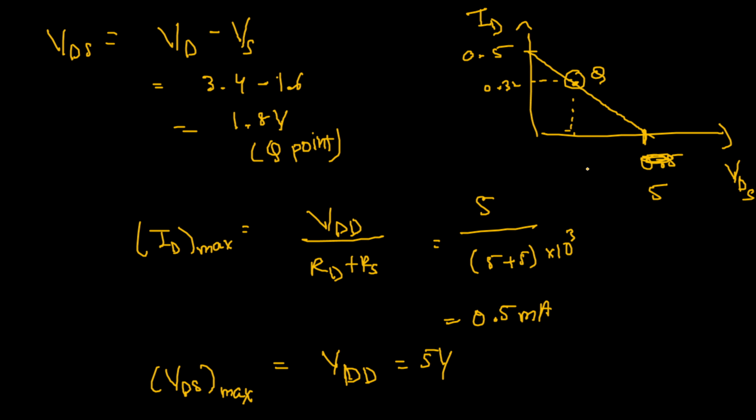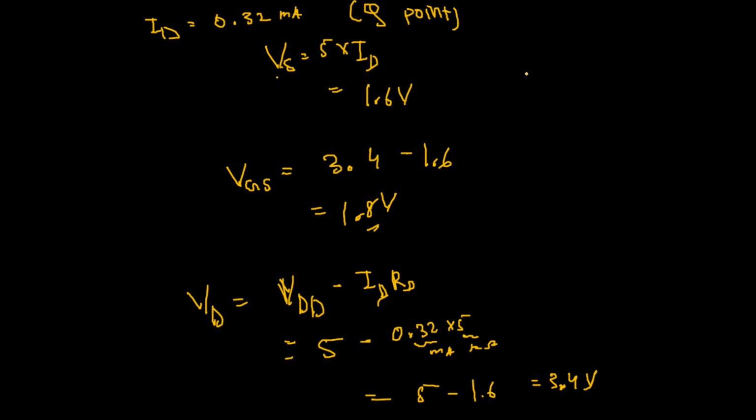So Y intercepts and X intercepts are given by finding the maximum value, and the Q point value is taken using the general equations that we use. So with that, we've come to an end to the DC biasing part of this chapter. So the next topic that we'll talk about is the various capacitances that are present between the various terminals of the MOSFET.